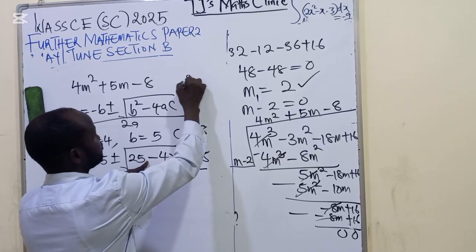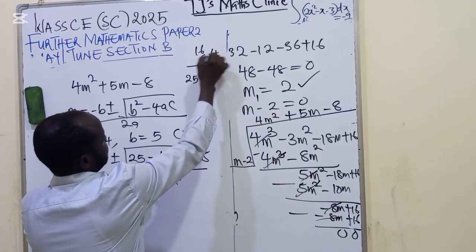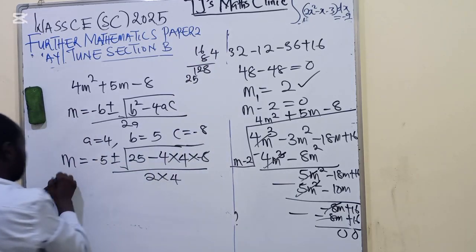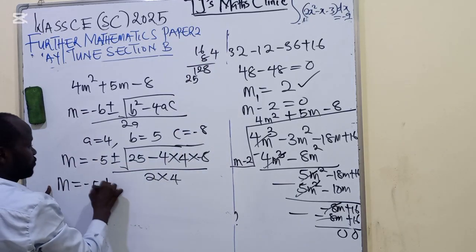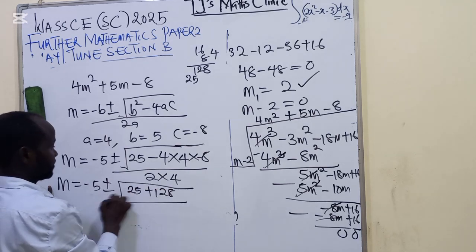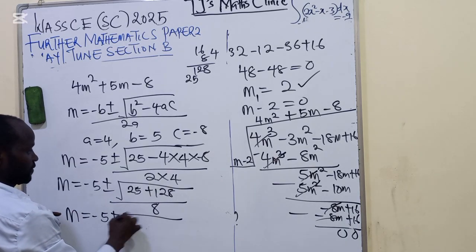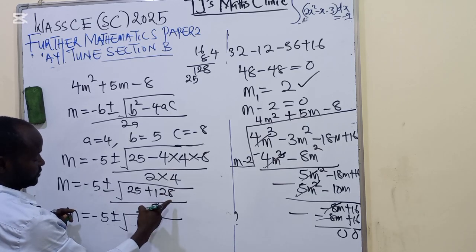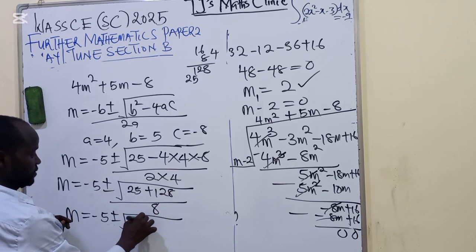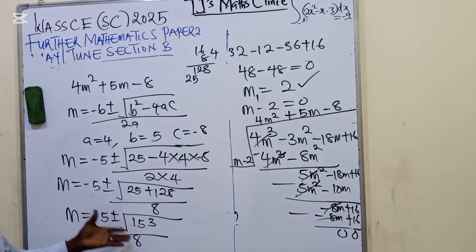This is 16. That will be 25. That will be 16 times 8. That's 48. 8 carry 4. 128. That will be m now equals minus 5 plus or minus square root of 25 plus 128, divided by 8. M now will be minus or plus square root of, that's 40, 53, that's 153, divided by 8. You realize that we'll definitely get either a negative decimal or a positive decimal.